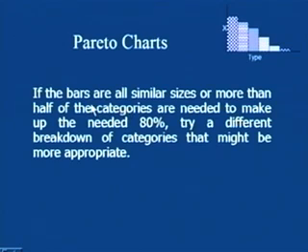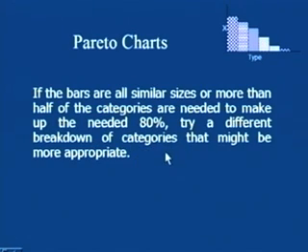The third suggestion is, if the bars are all of similar size, or more than half of the categories, suppose 50% of the categories, are needed to make up the needed 80%, it means there is something wrong. Try a different breakdown of categories that might be more appropriate.